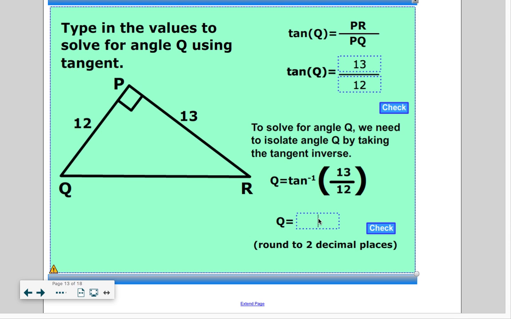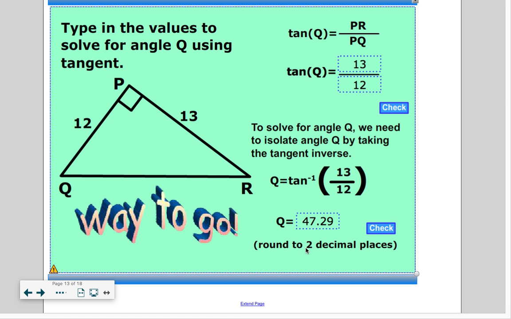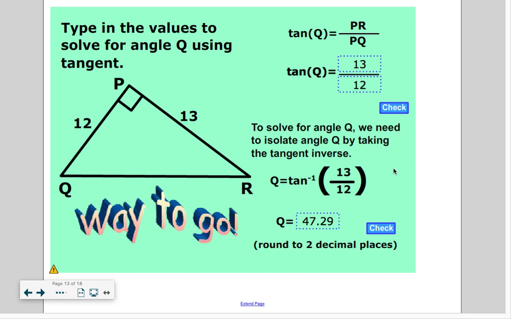47.29061004263853. So naturally, you're not going to use all those if you're using sig figs. This one's telling us to round to 2 decimal places, which really isn't sig figs, but we'll do it anyways. So 47.29. And if I, once again, hit the check, hopefully we'll get another way to go. Oh, yeah. So we're good to go.